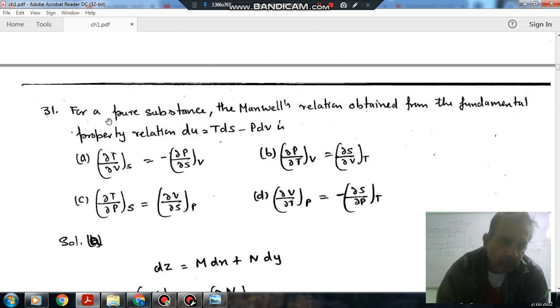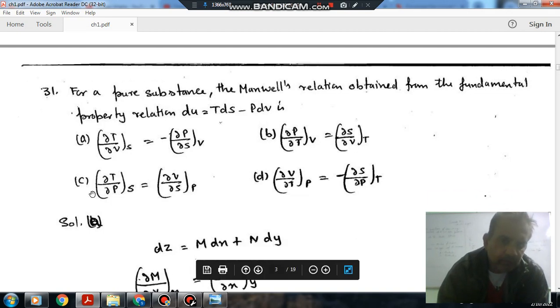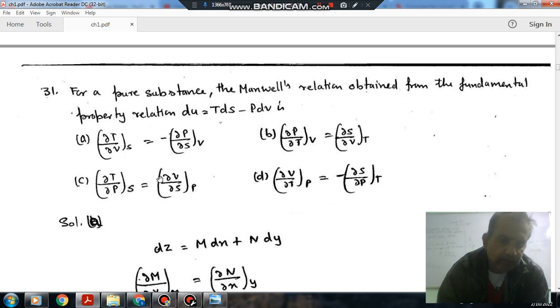Next, for a pure substance, the Maxwell's relation obtained from the fundamental property relation dU is equal to TdS minus PdV is: option A, (∂T/∂V) at constant S is equal to minus (∂P/∂S) at constant V. Option B, (∂P/∂T) at constant V is equal to (∂S/∂V) at constant T. Option C, (∂T/∂P) at constant S is equal to (∂V/∂S) at constant P. Option D, (∂V/∂T) at constant P is equal to minus (∂S/∂P) at constant T.